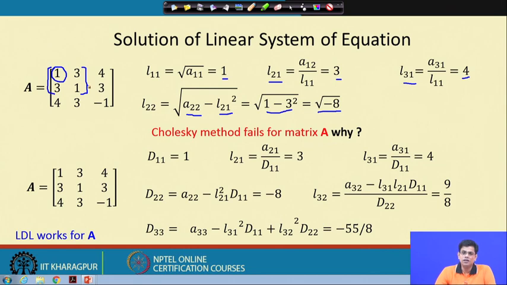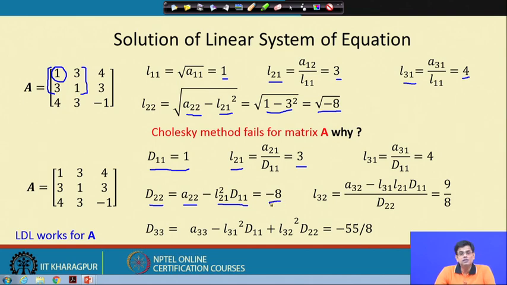So, Cholesky method will fail. But on the contrary, if we use LDL transform or LDL decomposition, the diagonal element we calculate first is D11, which is 1. Then again we calculate L21, which is A21 by D11, which is 3, and then L31 is A31 by D11, which is again 4. Similarly, we calculate D22, which is A22 minus L21 square D11, which is minus 8.